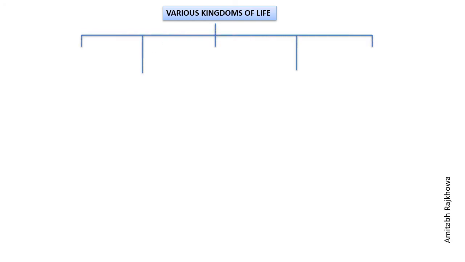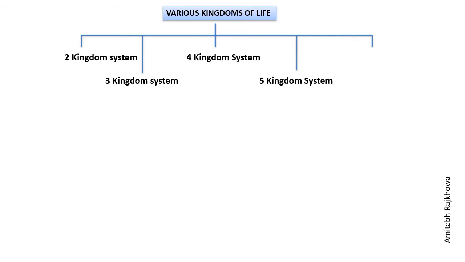Types of classification on the basis of kingdoms. On the basis of kingdoms, we can divide the classification system into 5 types. These are 2 kingdom system of classification, 3 kingdom system, 4 kingdom system, 5 kingdom system, and 6 kingdom system. First of all, we will discuss the 2 kingdom system.